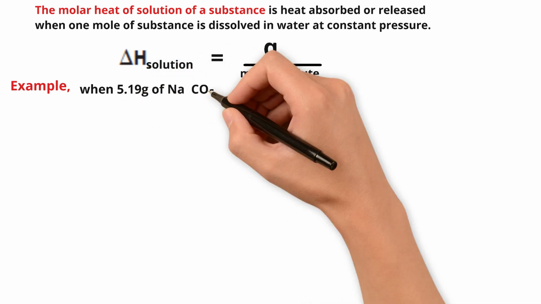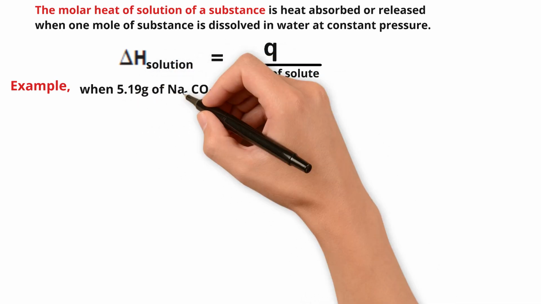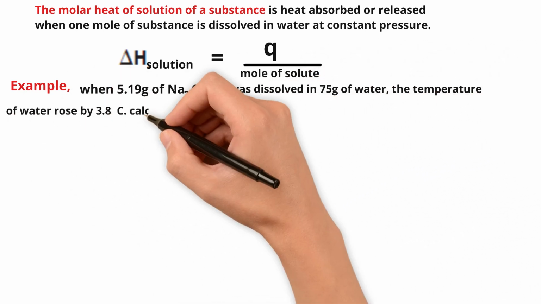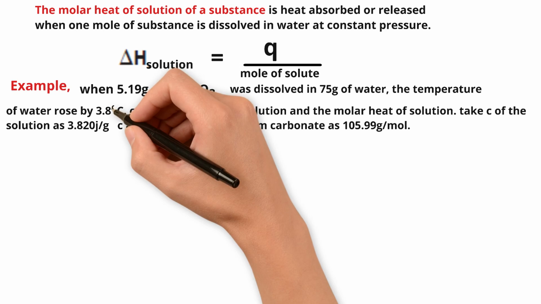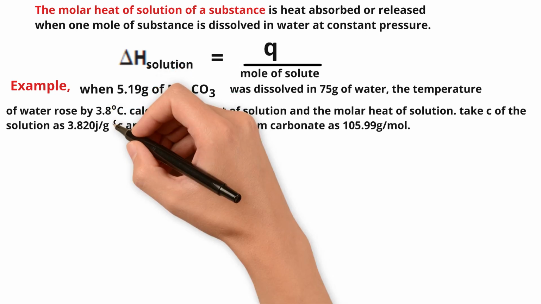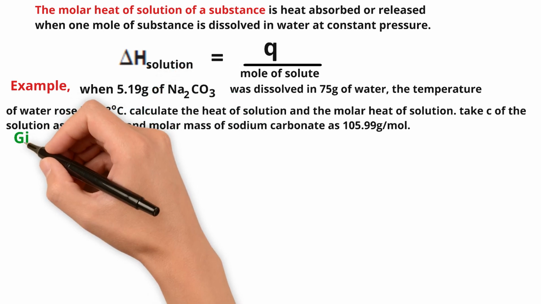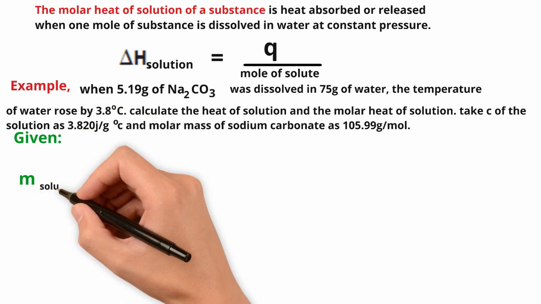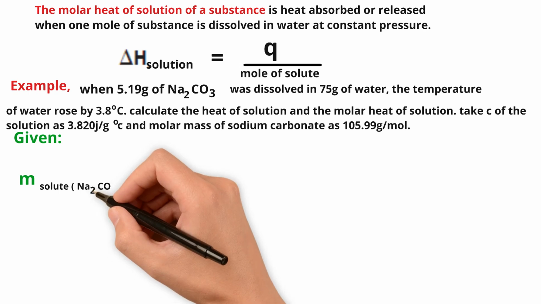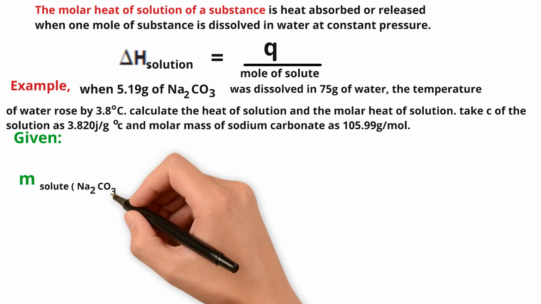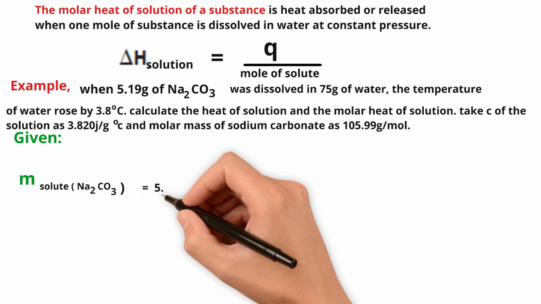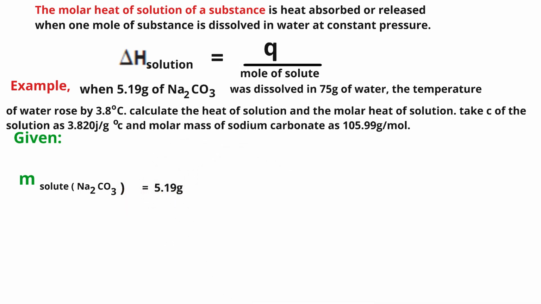For example, when 5.19 gram of sodium carbonate was dissolved in 75 gram of water, the temperature of water rose by 0.8 degrees Celsius. Calculate heat of a solution and molar heat of a solution. Take specific heat of a solution as 3.82 joule per gram degree Celsius. Molar mass of sodium carbonate as 105.99 gram per mole.